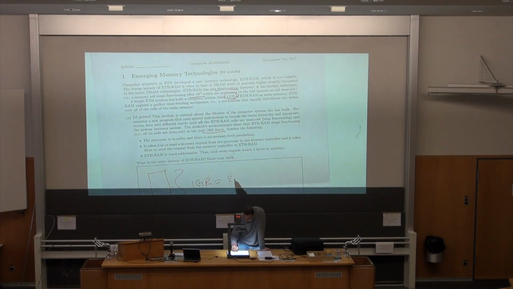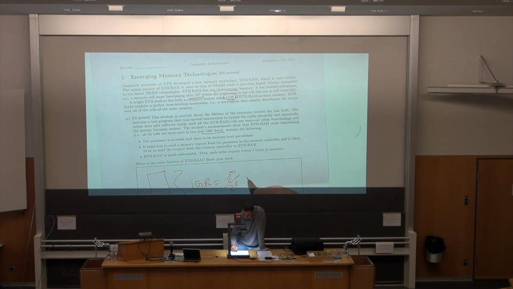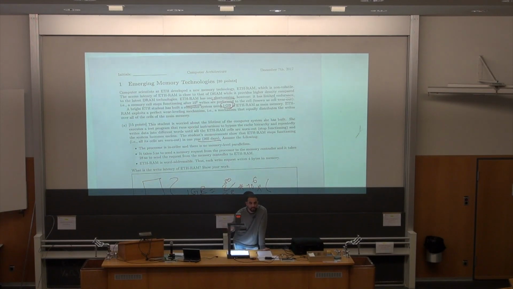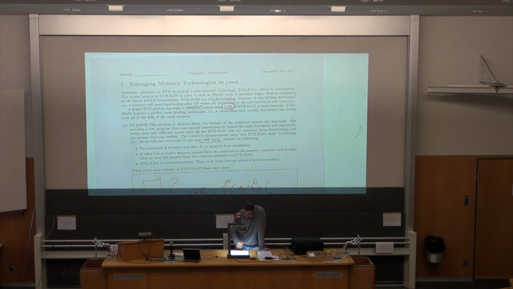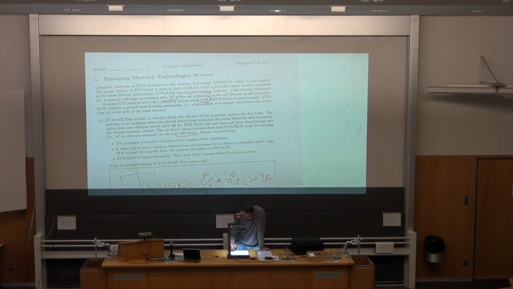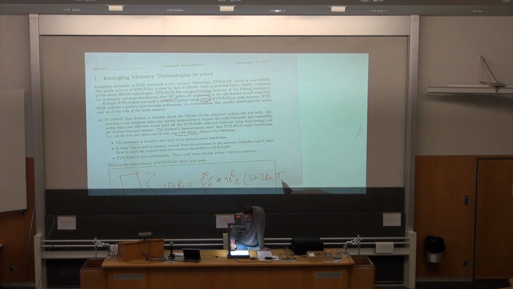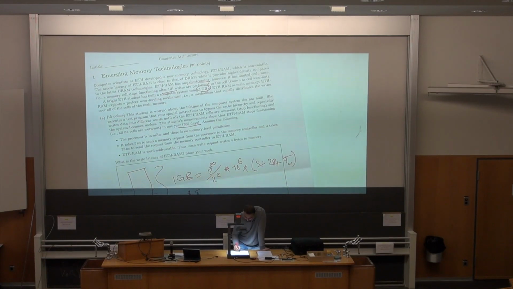So basically, this is equivalent to 2 to the power 30. You divide over 2 to the power 2 to know how many rows, and each row you could access at most 10 to the power 6 times, and then multiply by the total time needed to access that RAM and write some data, which is basically 5 plus 28 plus the write latency. So let's call it write, for example. And this is equivalent to 1 year.